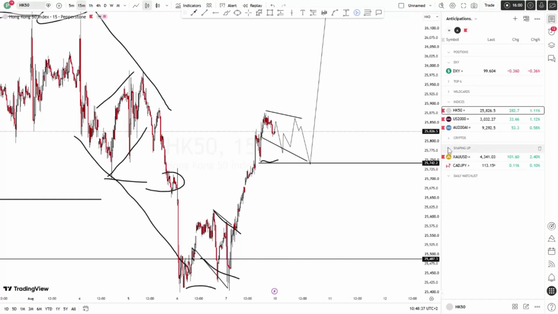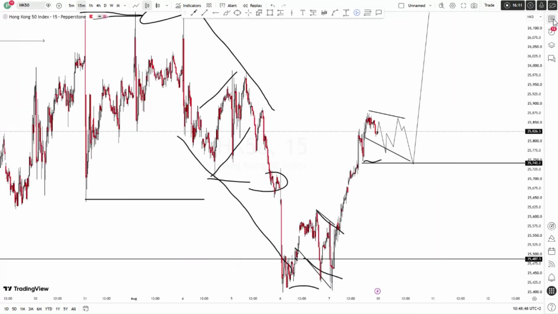I have my other pairs, which are more like my watchlist, but I'm not looking forward to break them down for the sake of time and everything. Also these, but yeah, hope you enjoyed this market analysis. I tried to make it much, how can I say it, quicker.